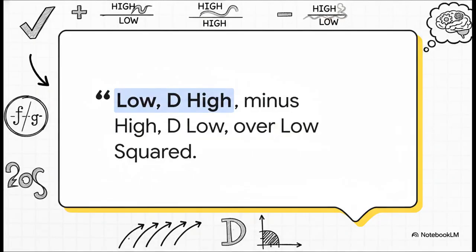But thankfully, calculus students for generations have used this fantastic little mnemonic to remember it. Just say it with me. Low d high minus high d low over low squared. The low is the denominator, high is the numerator, and d just means the derivative of. Trust me, it works every time.